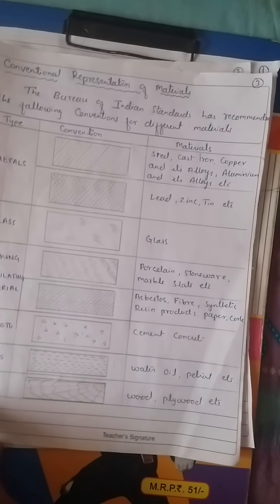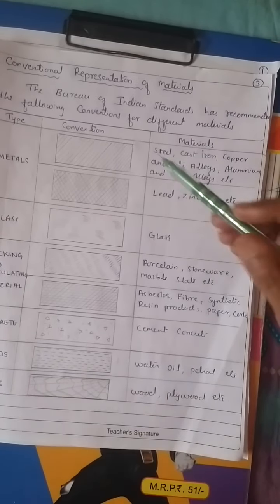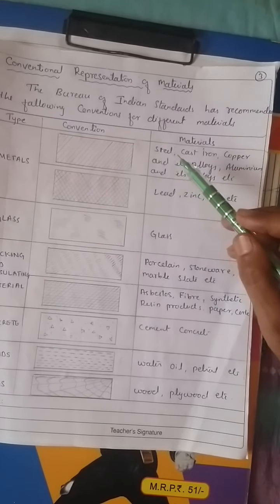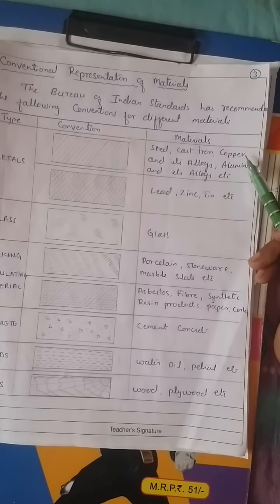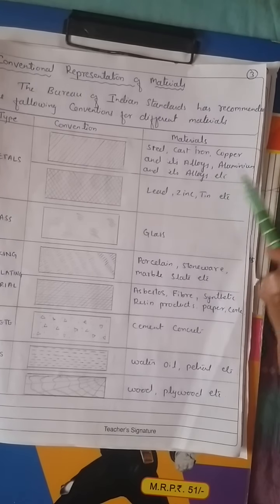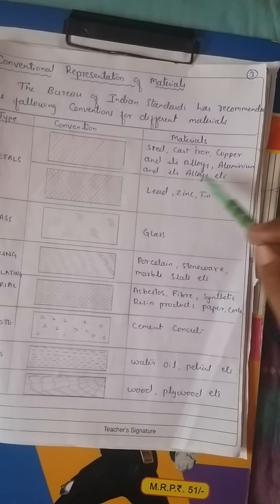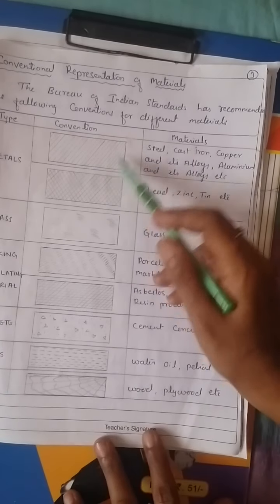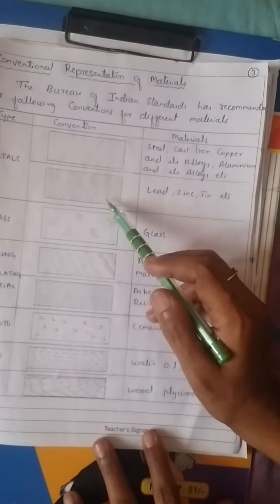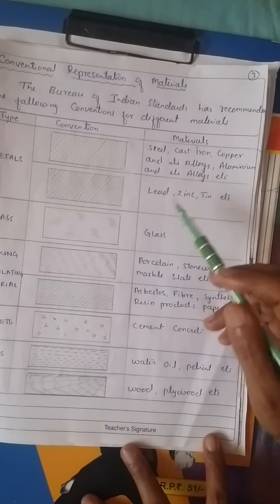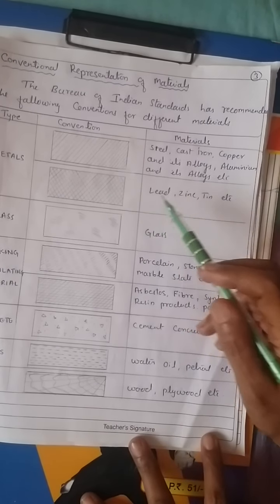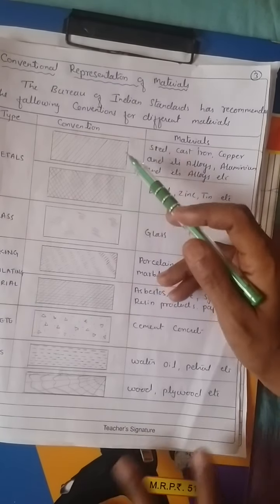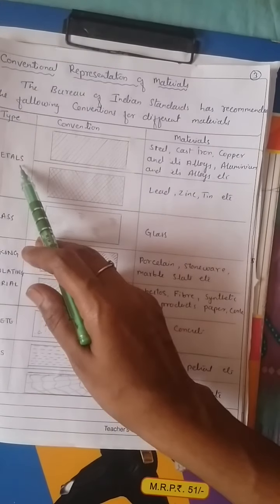For example, if we are using a metal, then this hatching will be used. This hatching will be used particularly to indicate the use of steel, cast iron, copper and its alloys, then aluminium and its alloys. If we are using this type of material, it will be highlighted in the drawing with these hatchings. Next, this hatching will be used to indicate that the material is lead, zinc, or tin, etc. So both of these hatchings will be used to indicate metals.